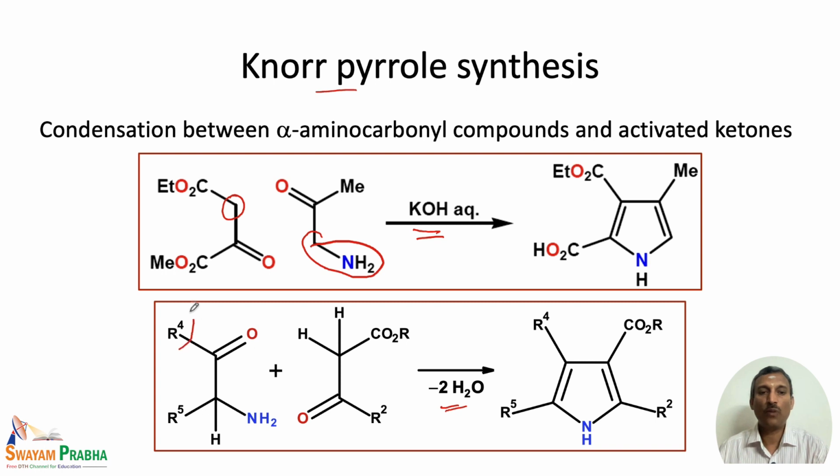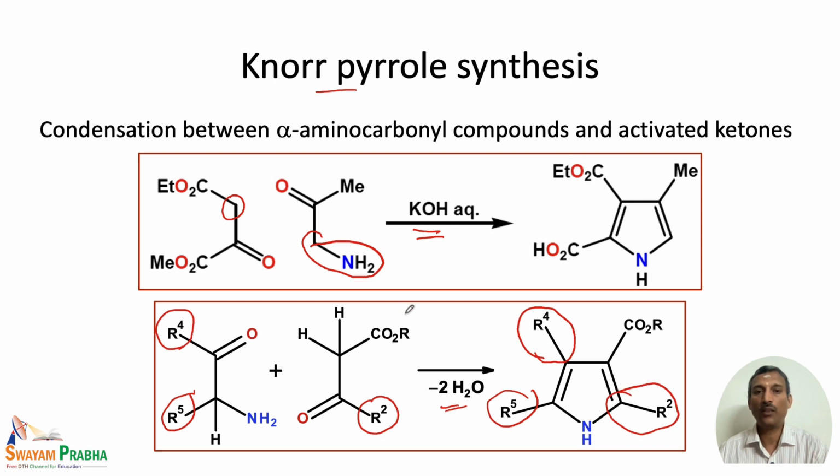We can have multi substitutions. So, in this particular case, we have 1, 2, 3 different alkyl groups present in these different starting materials. So, we end up with the 3 substituted pyrrole derivatives. So, 3 alkyl substituted pyrrole derivatives can be formed by this Knorr pyrrole synthesis reaction.